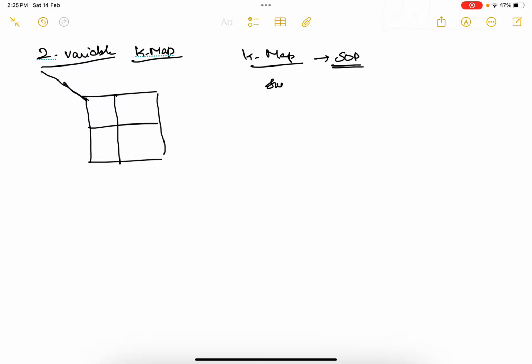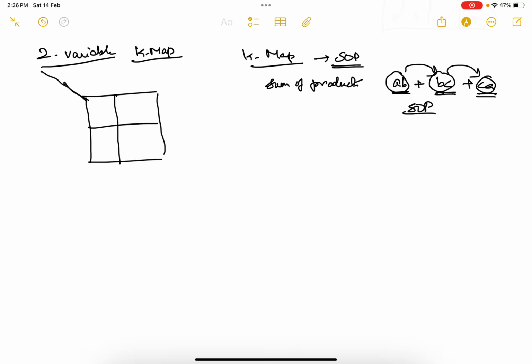Okay, SOP means sum of products. So how will you represent your sum of products? For example, AB plus BC plus CA. So this is one product term, BC is another product term, CA is another product term. Here all the product terms are summed together. So this is called sum of products.